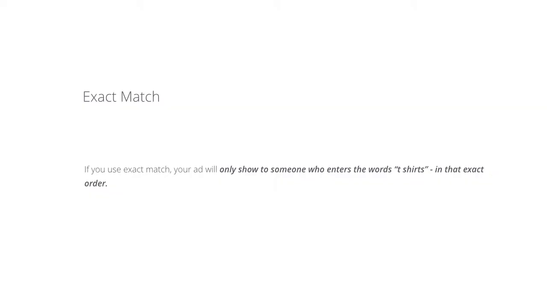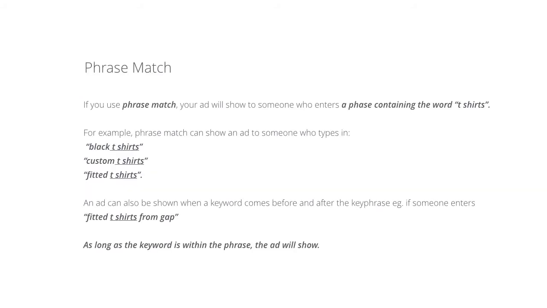Let's say, for example, you have a company that sells t-shirts and you bid for the keywords t-shirts. If you use the exact match, your ad will only show to someone who enters the words t-shirts in that exact order. Now, if you use phrase match, on the other hand, your ad will show to someone who enters a phrase containing the words t-shirts. For example, phrase match can show an ad to someone who types in black t-shirts, custom t-shirts, fitted t-shirts.